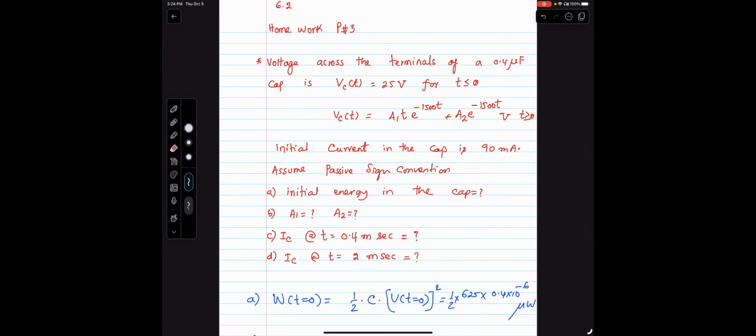Let's look at another type of example problem in section 6.2 as it relates to capacitors.